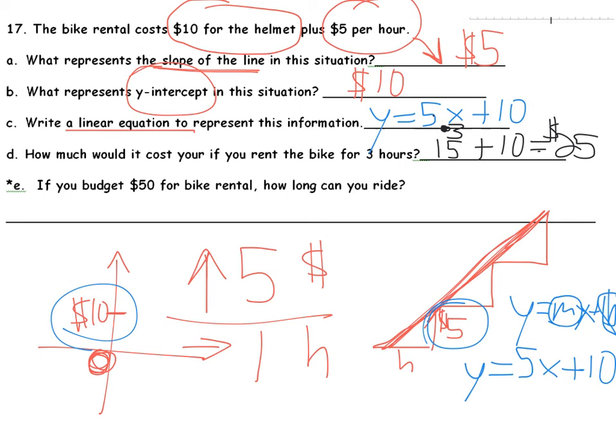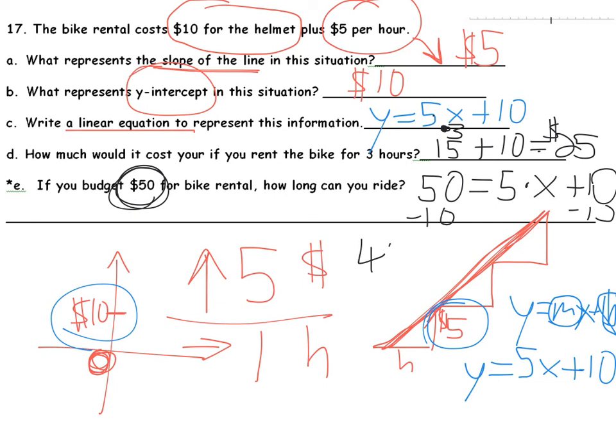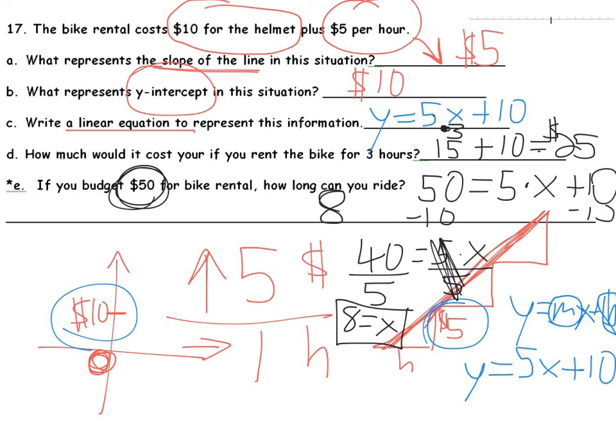And for an extra hard question, if I budget $50 for the bike, how long can I ride? That's a hard question. $50 equals 5 times some number of hours plus 10. Subtract 10 from both sides. I get 40 equals 5 times x. Divide both sides by 5. Those cancel out. And I get 8 equals x. That is how many hours I can ride if I have $50 to spend.